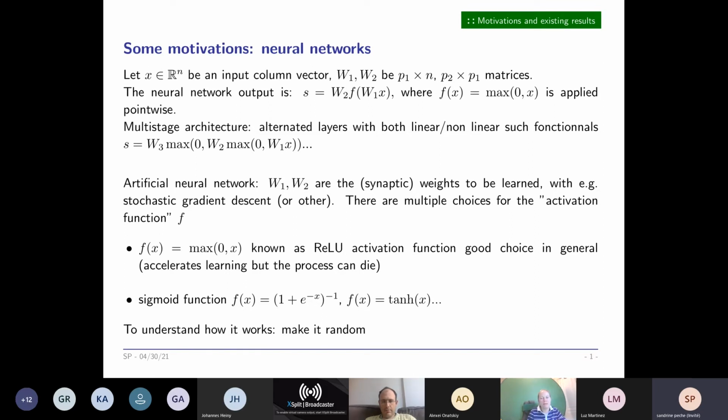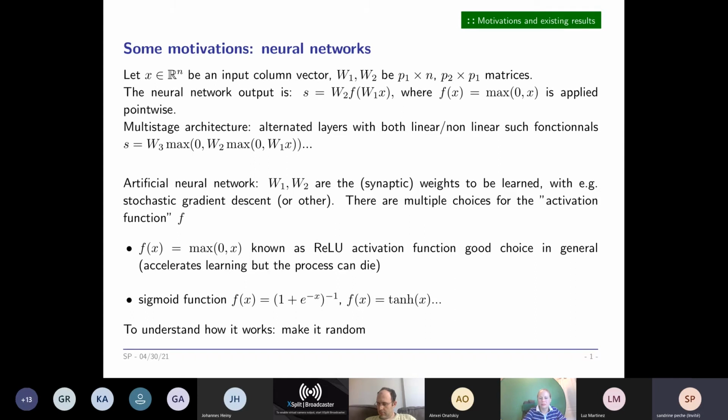And when one wants to model such a network, the aim is the following. In principle, we would like to learn those matrices W2, W1, the synaptic weights. And for that, we can use different techniques. So we can use stochastic or non-stochastic gradient descent. Also, in the modelization, there are multiple choices for the activation function. So I gave one example with a ReLU function.